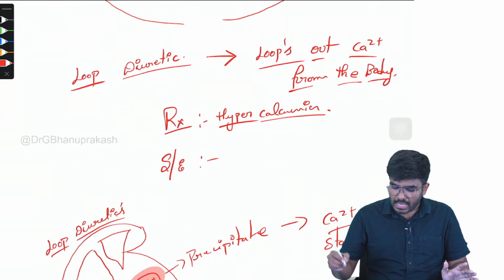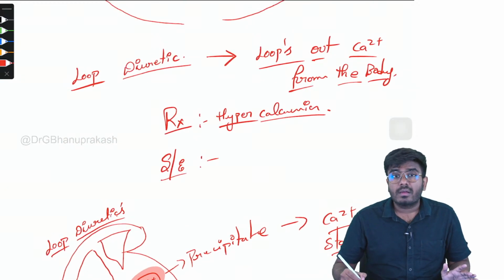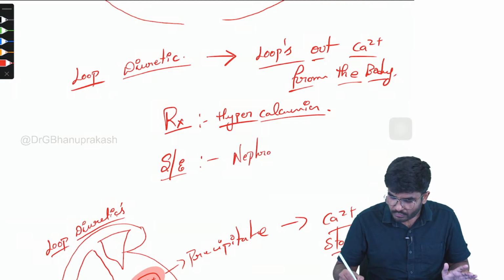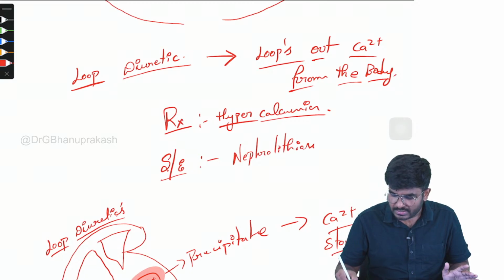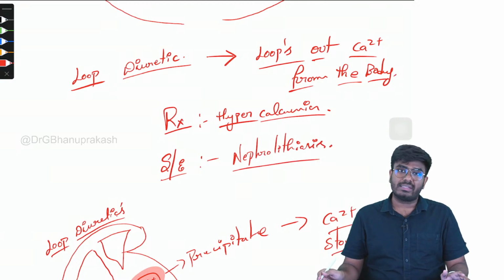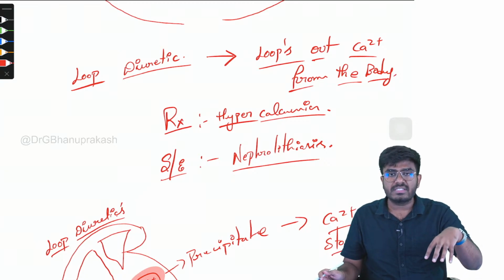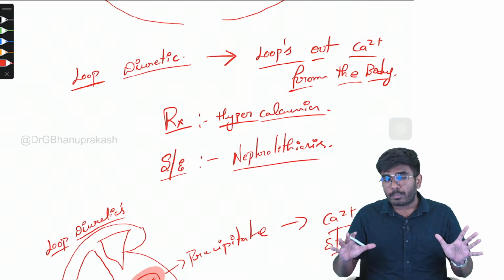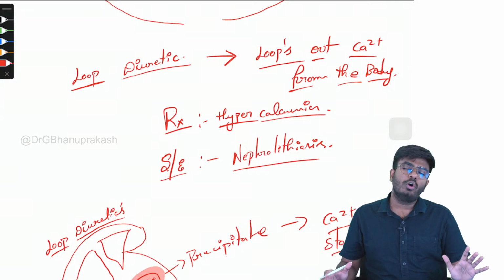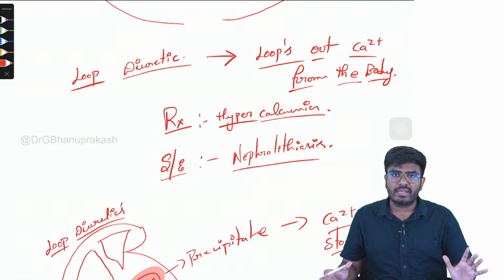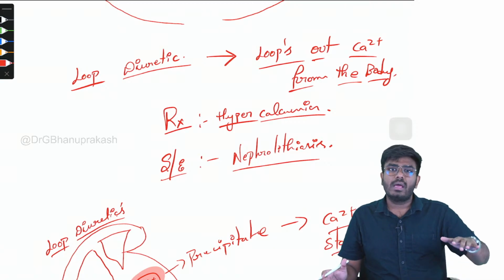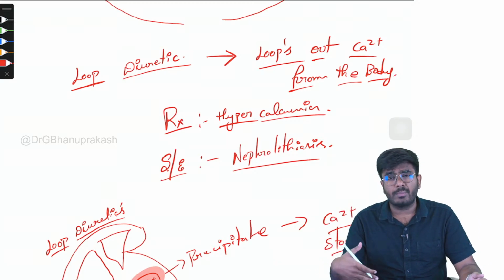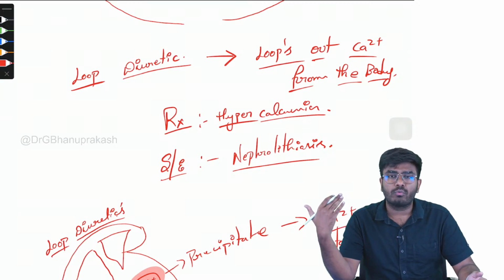So are loop diuretics causing kidney stones or not? Yes, they are causing kidney stones. The condition is called nephrolithiasis. They are putting more and more calcium into the renal pelvis, so that calcium can precipitate and form kidney stones. These are some important concepts you need to know regarding the ascending limb of loop of Henle. We have discussed the descending limb and also the ascending limb of loop of Henle.